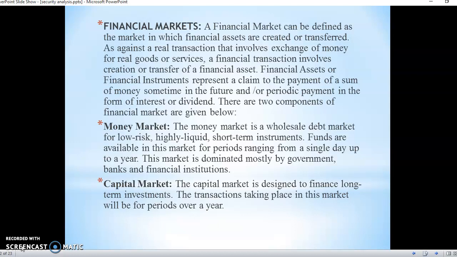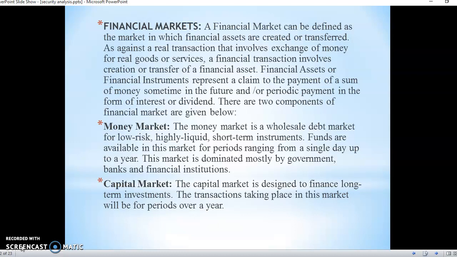The financial market does not refer to any particular place or location. All the financial institutions operating in the country collectively constitute the financial market.